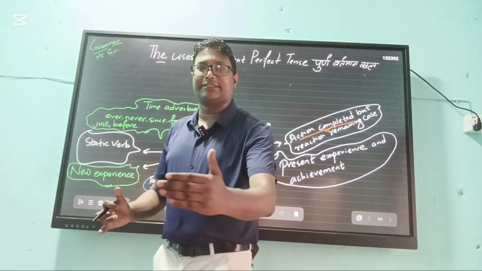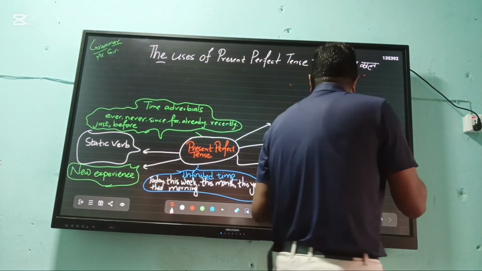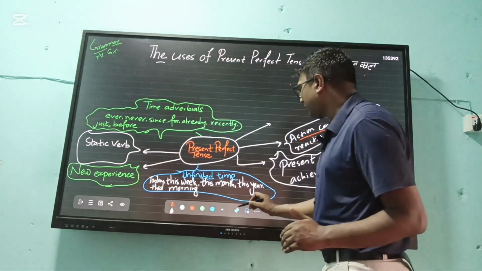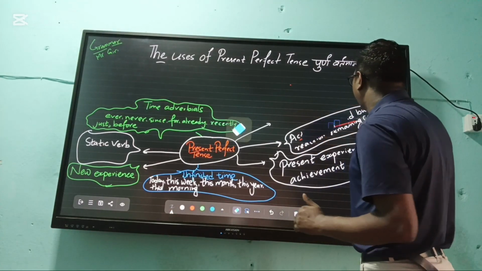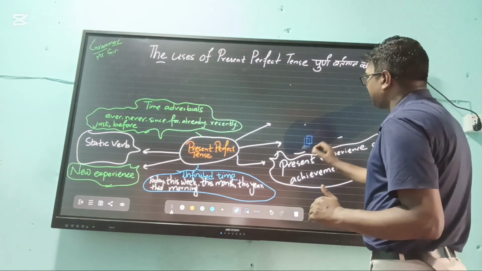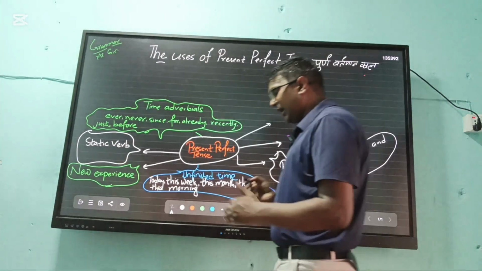Action completed, action finished, but reaction not completed. In that situation, we use present perfect tense. As you know, present perfect tense means has/have plus V3 plus object. Now the next one is present experience and achievement.